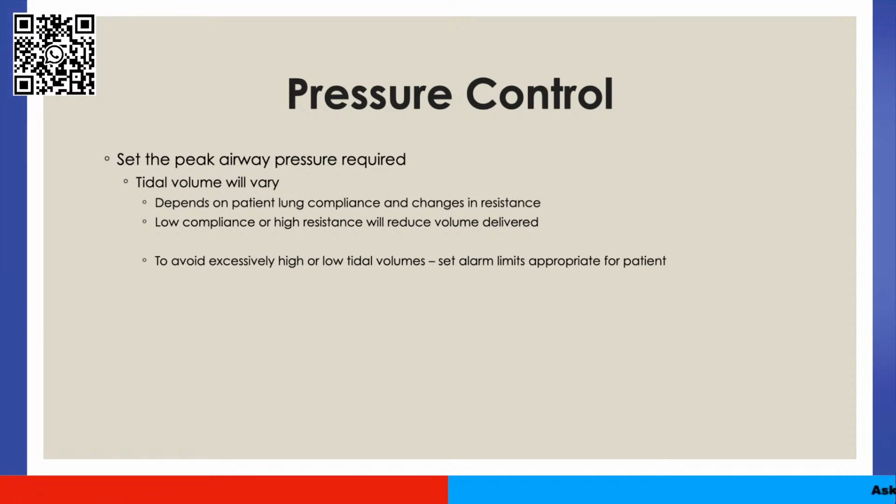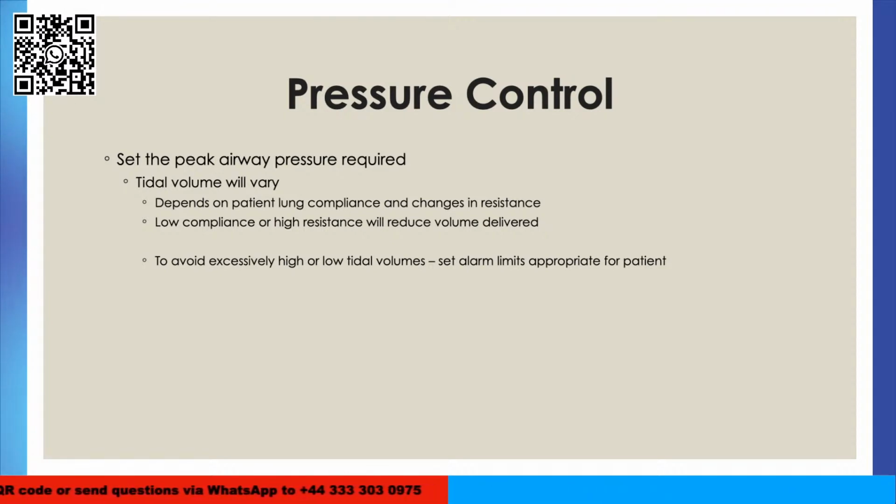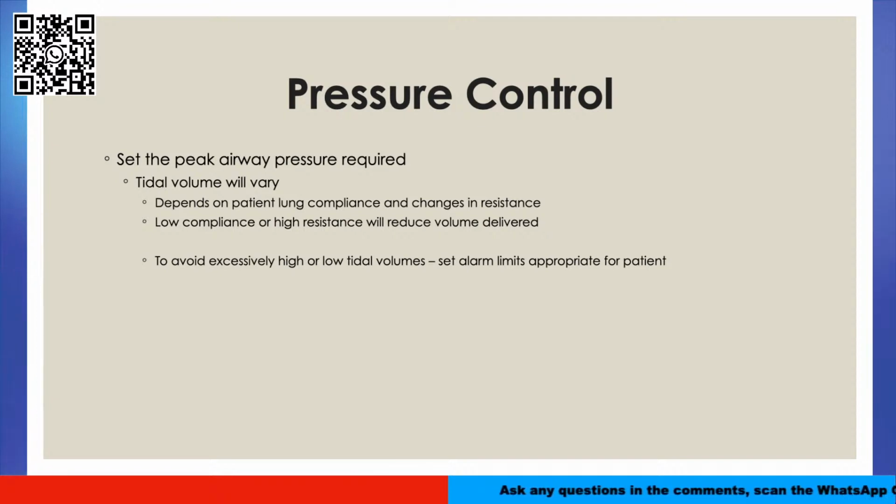So you need to think about setting alarm limits. You will do so on the volume controlled settings as well, because you don't want to reach massively high pressures. But for pressure control, it's important to think about setting your alarms for the tidal volume. If they have very highly resistant lungs, for example a patient who has asthma, you might want to think about setting a low tidal volume alarm to check that you're actually administering what you want. Or for a patient with highly compliant lungs, think about setting a high tidal volume alarm, because it's going to be very easy to overinflate these lungs.